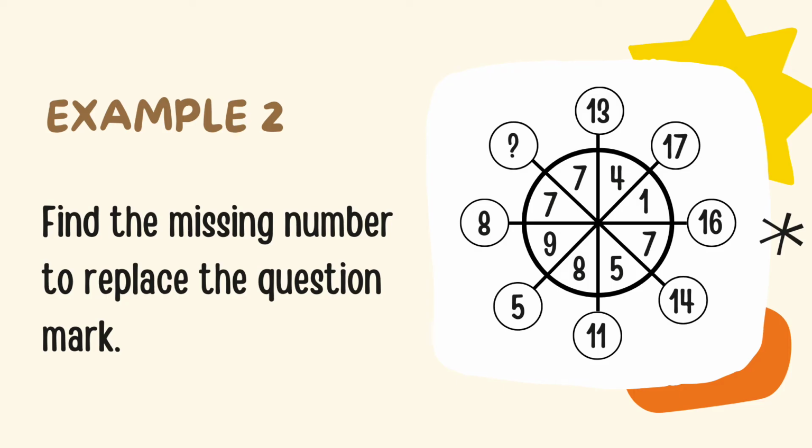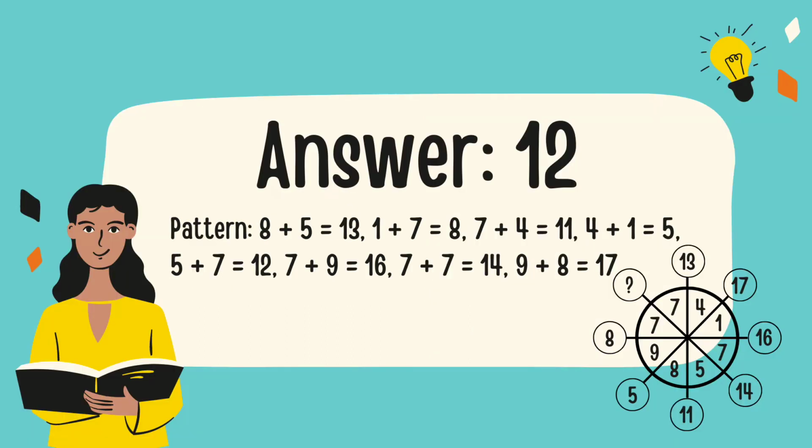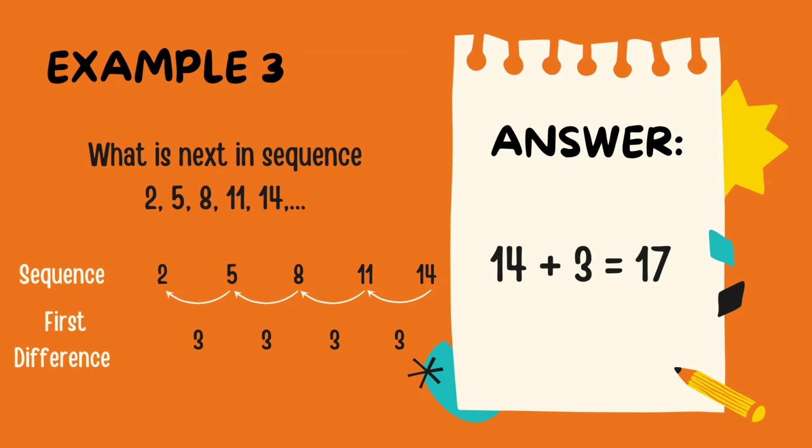For example 2, find the missing number to replace the question mark. The pattern in the picture is that the numbers in the circles are the sum of the two digits in the opposite quadrants of the main circle. In this case, the number in place of the question mark is 5 plus 7 equals 12, so the answer is 12. In example 3, what is next in sequence 2, 5, 8, 11, 14?